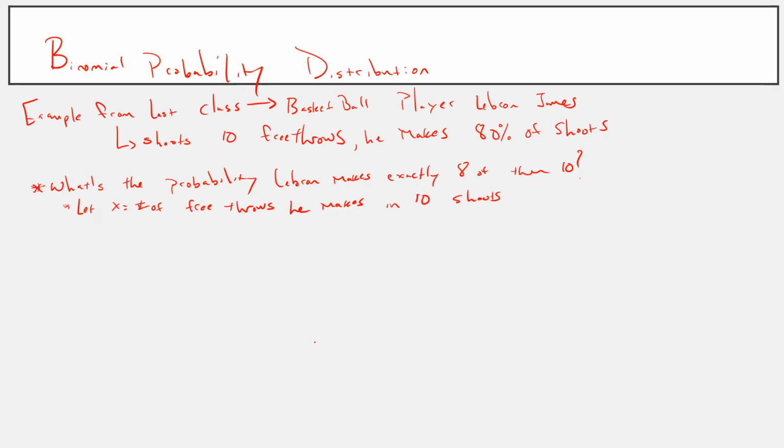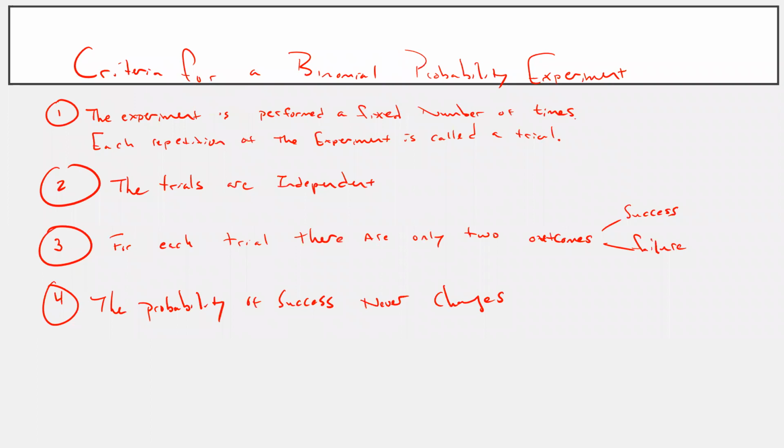And here's what we said. This is a discrete random variable, and it also turns out to be what we call a binomial experiment. The reason is that it met these 4 requirements from last class. It's performed a fixed number of times. Trials are independent. Each trial has only 2 outcomes, either makes or misses. And the probability of success never changes.